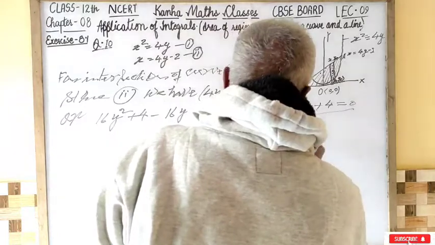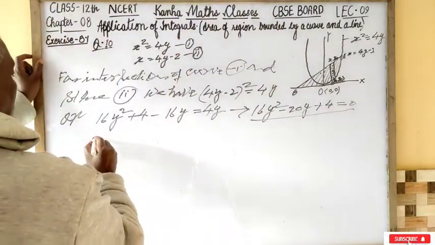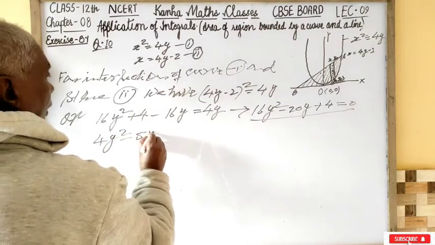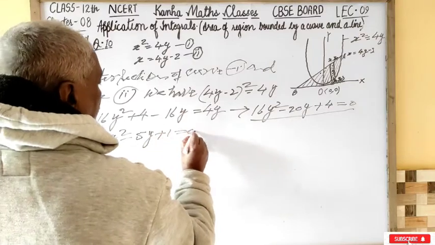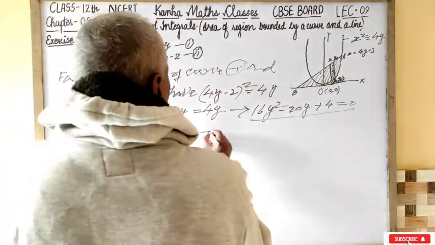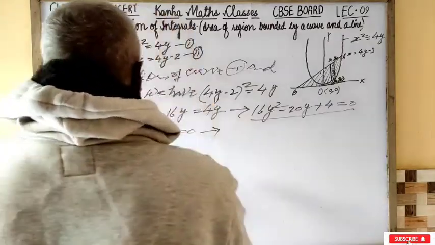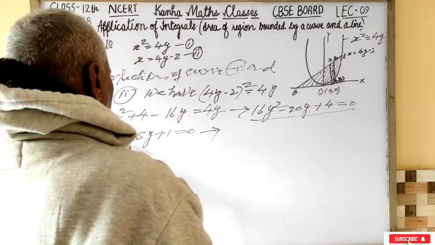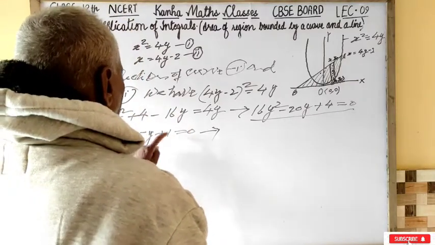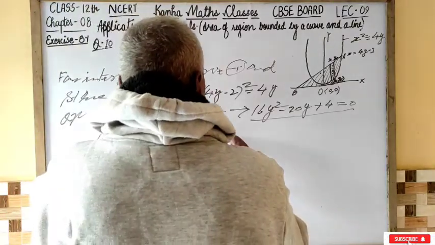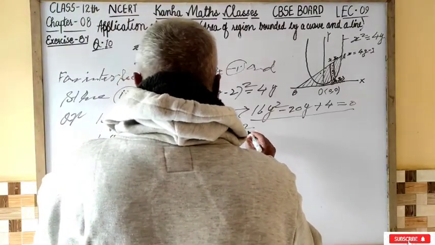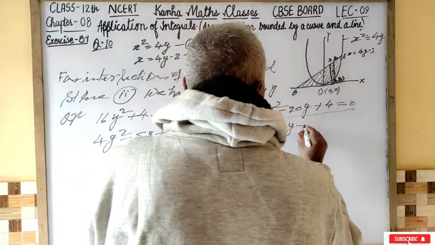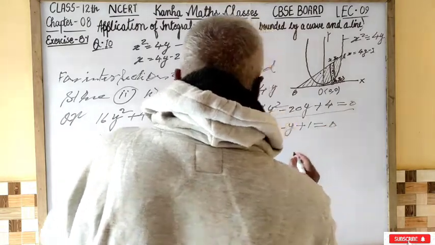By dividing by 4, we will get 4y square minus 5y plus 1 is equal to 0. Again by factorization of this, minus 4y minus y means minus 5y, and minus 4y into minus y will become plus 4y. Here we will get 4y square minus 4y minus y plus 1 is equal to 0.